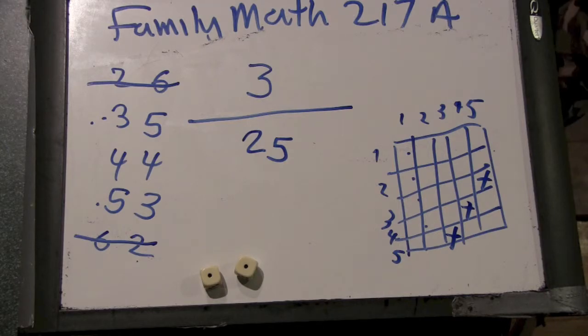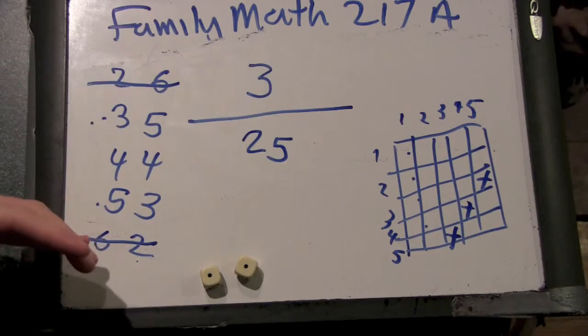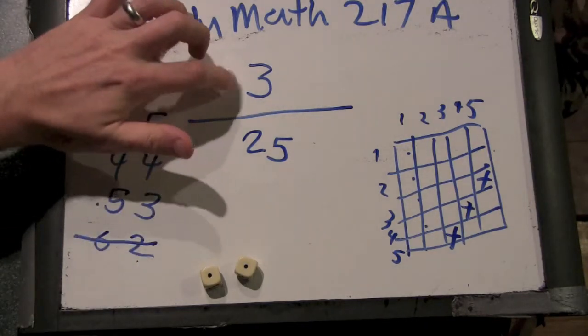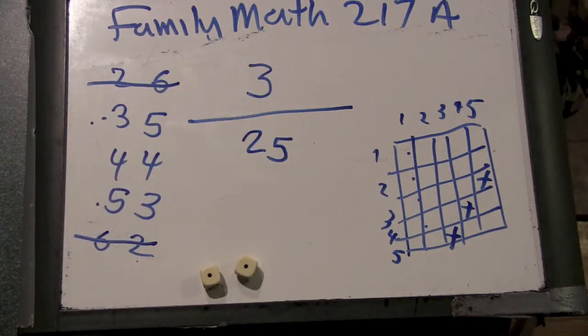Good job, guys. That was a nice solution. You ignored the condition at first, solved the problem without the condition, and then got down to there were 3 ways to do it out of 25 total ways. Okay, very good. I like that.